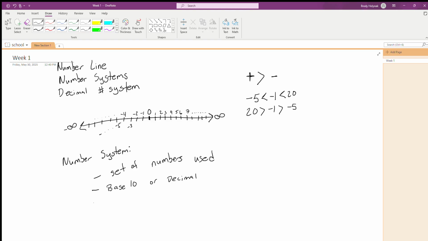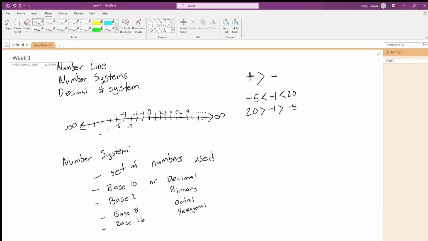The other number systems that we can have are base 2, base 8, and base 16, some of the common ones we use. Base 2 we refer to as binary. Base 8 is octal, and base 16 is hexadecimal. And basically what this means is this just tells us how many numbers we use to represent information.